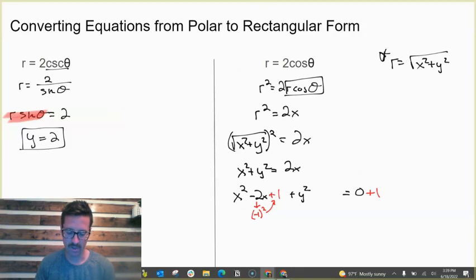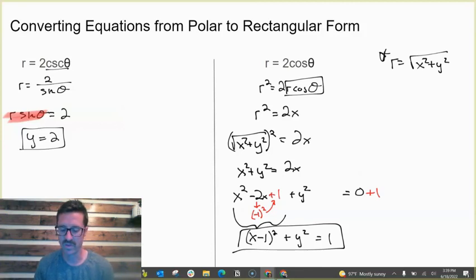And now that I have this perfect square trinomial right here, I know that that's going to factor to being x minus 1 squared. We still have my y squared, and that's equal to 1. So this is a circle that has a radius of 1, and its center is going to be at 1, 0.